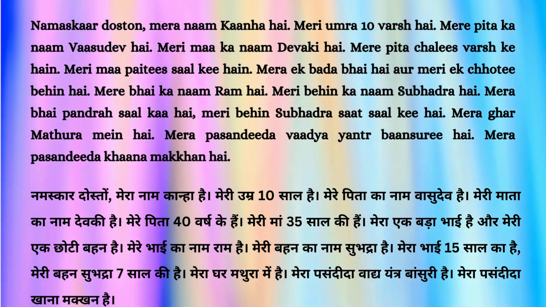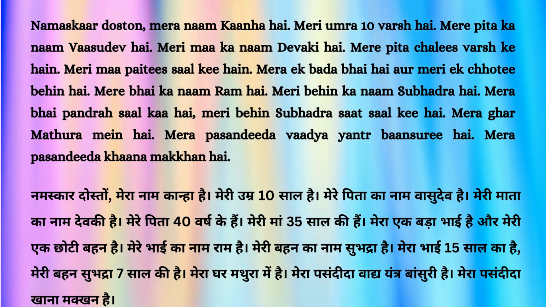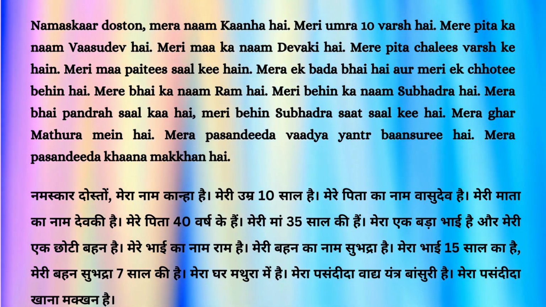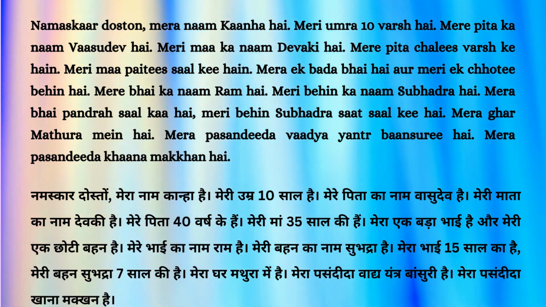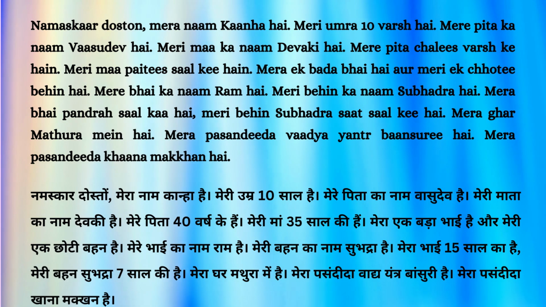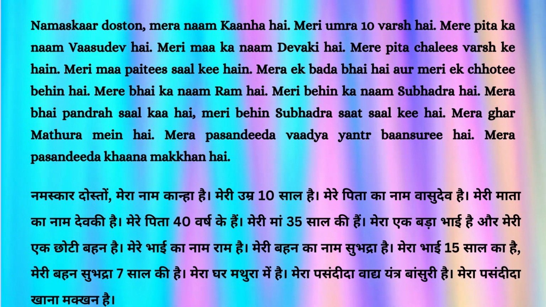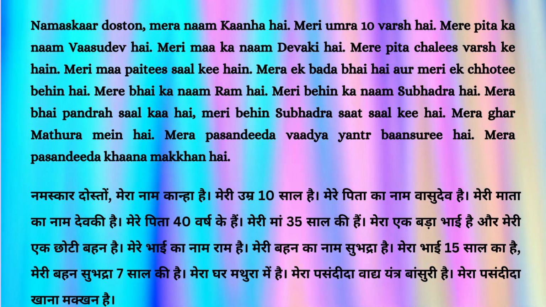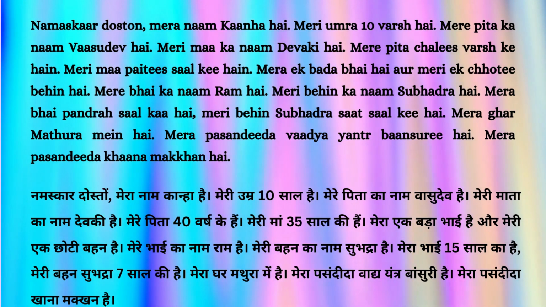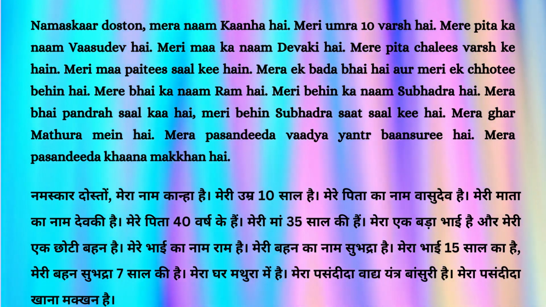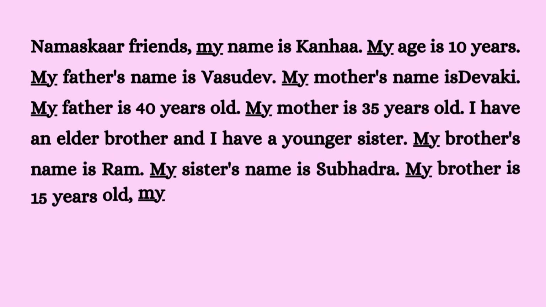मेरा घर मथुरा में है. My home is in Mathura. मेरा पसंदीदा वाद्य यंत्र बांसुरी है. My favorite musical instrument is a flute. मेरा पसंदीदा खाना मक्खन है. My favorite food is butter. Now friends, in order to understand which possessive pronoun we will be using, let's begin with the basics. First, let's underline all the my that you can find in this story.